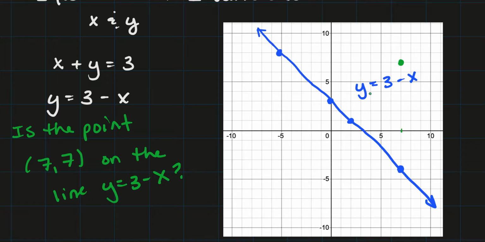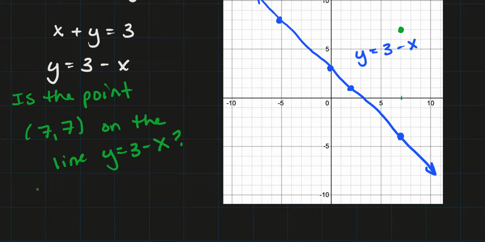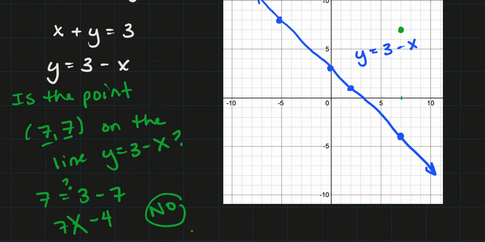Obviously, this point is not on the graph. But you could also plug it into your equation to see that it's not on the graph. Because if you say, well, 7, 7, is 7 equal to 3 minus 7? Is that a true statement? Well, 3 minus 7, that is negative 4, and 7 is not equal to negative 4. So no, this point is not on the graph.